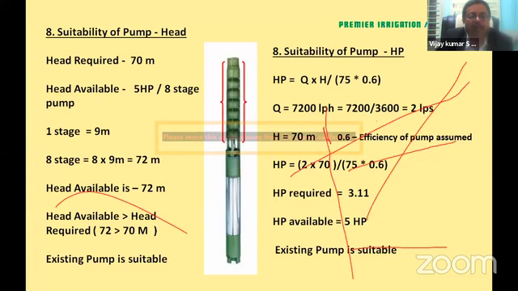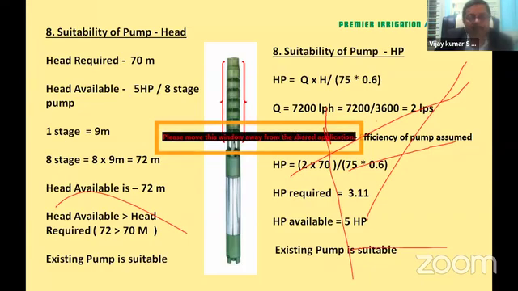So the head available from the given pump is 72 meters, and the head required for running the system is 70 meters. That means the head available is greater than the head required, so the existing pump is suitable. From the head point of view, the selection is fine. Now, is it okay from the horsepower point of view? Horsepower can also be checked.